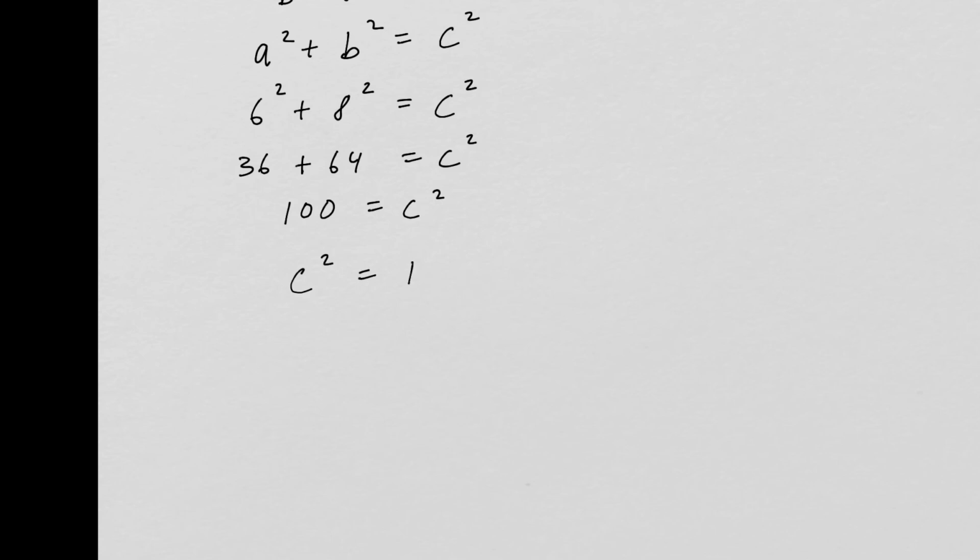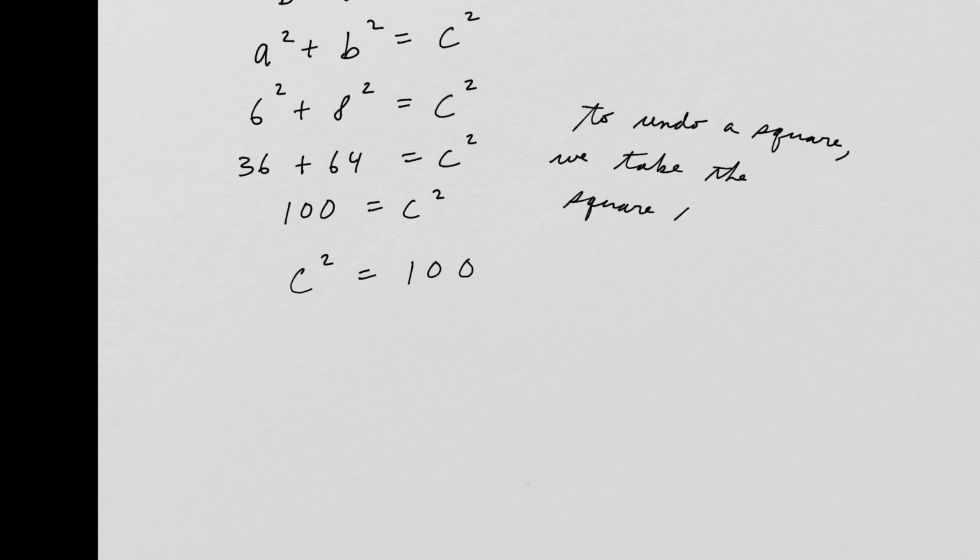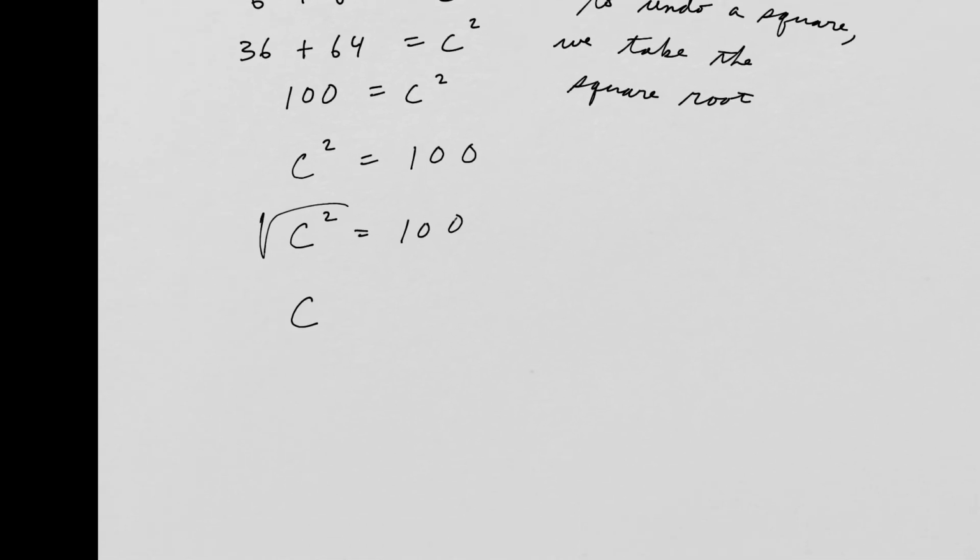Let me write it with the variable on the left-hand side. Well, to undo the square, you take the square root. So what I want to do is take the square root of C squared because I want to get C out of it. That'll give me back C. It undoes the square. But whatever I do to one side, I have to do to the other side.